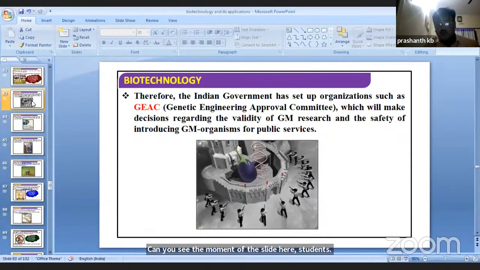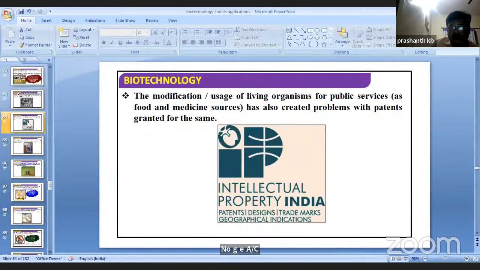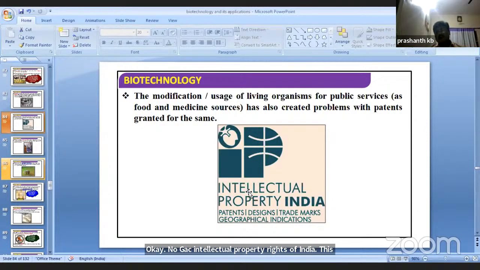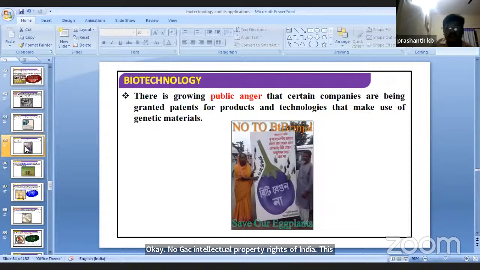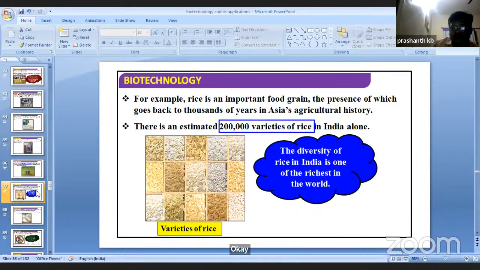Now, GEAC, the Genetic Engineering Appraisal Committee of India. This is the one which gives permission in India to release the genetically modified. BT brinjal was a big issue, but now it has been released. All the toxicity testing, everything was done. Next.